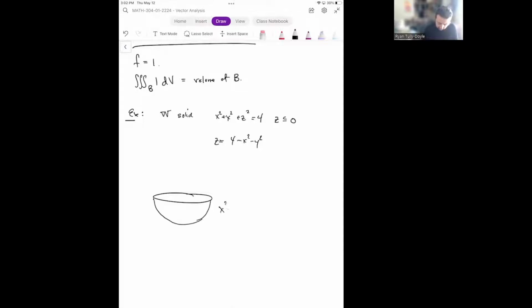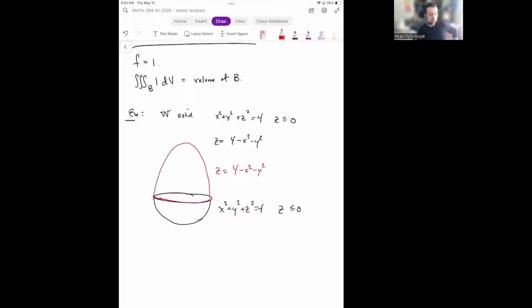This is x squared plus y squared plus z squared equal to 4, where z is negative. And then to that, we glue a paraboloid that joins up right at this edge right here. So the paraboloid sits like this, and this is described by the curve z equals 4 minus x squared minus y squared.